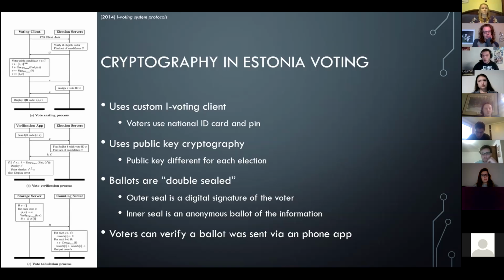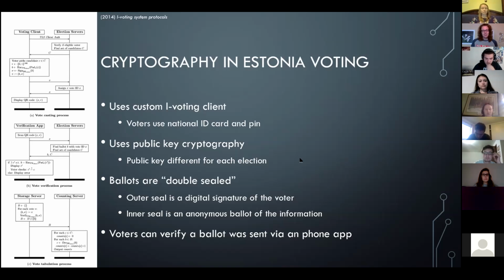This outer seal is also used so that voters can check with the phone app to make sure that their vote was actually counted. And there's a whole backup for the system as well. There's still offline in-person voting that people can go to even after voting online, so that way they can nullify any online voting and have their official in-person vote take precedence. So yeah, this crypto system works pretty well. They've been using it, they're still using it today, and it's pretty good.